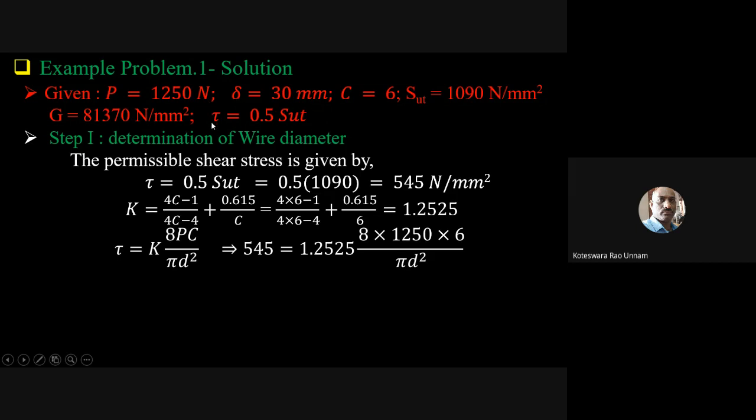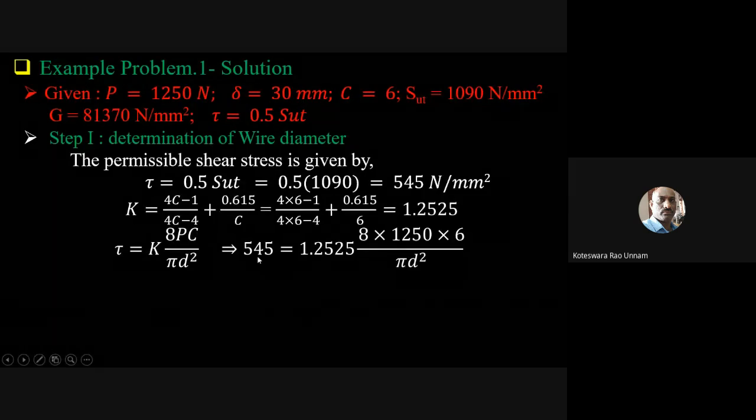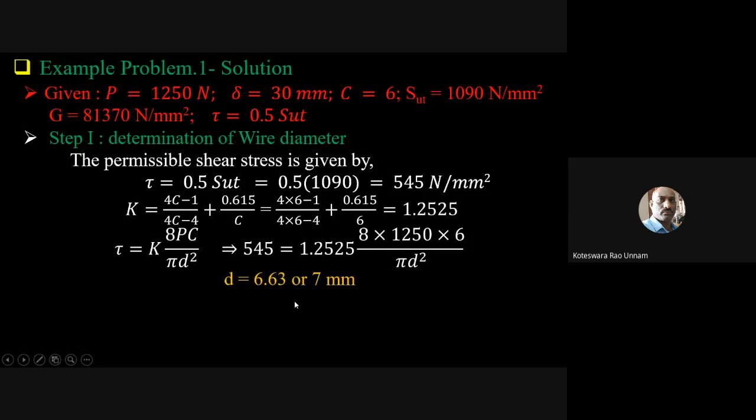Allowable shear stress is 50% of the ultimate yield strength. So we take that 50% as 0.5, and we got 545. From that, you substitute in the equation for the allowable shear stress. Then you can solve for the diameter of the wire. It comes out as 6.63 mm. So round it up to 7 mm.